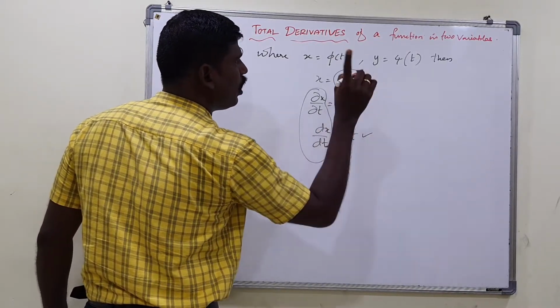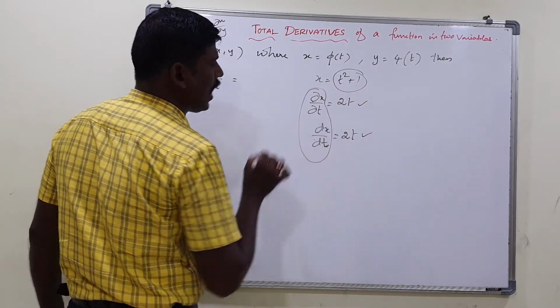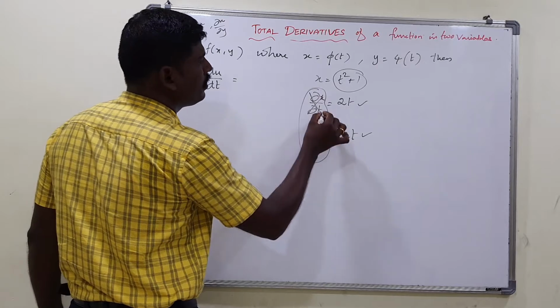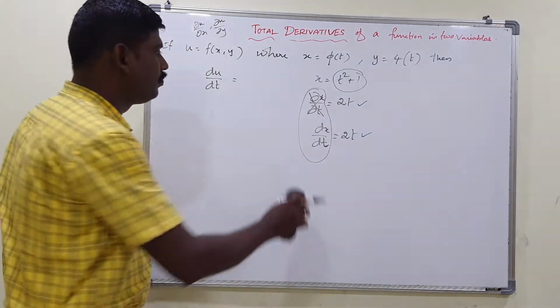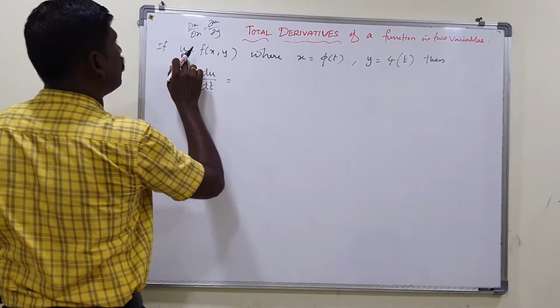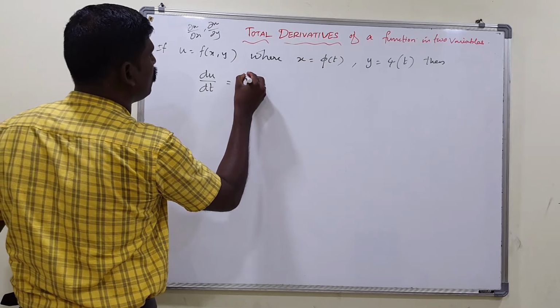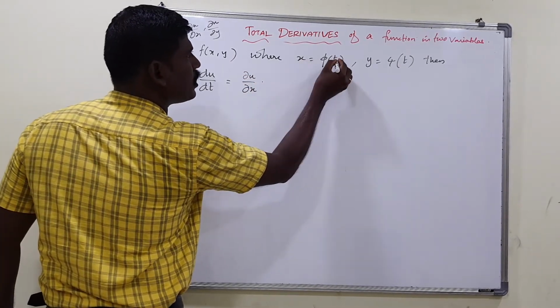Because the right hand side has only one variable, that is t. Therefore, the partial derivative is the same as the actual derivative. So we can replace this partial derivative by the actual derivative. We can write it as u with respect to x at first, dou u by dou x, and this x with respect to t.